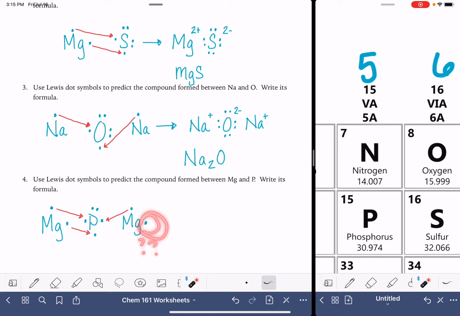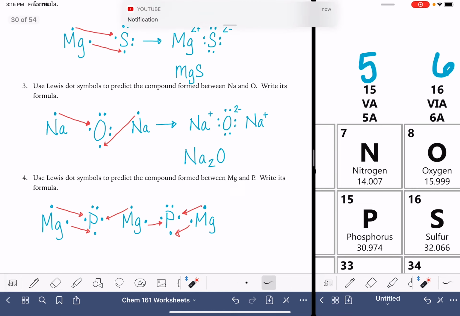But now we have this situation where we have a magnesium that needs to get rid of another electron. That's fine. We could bring in another phosphorus atom. We can bring in as many atoms as we need. So now this magnesium can transfer one of its electrons to the second phosphorus. Now the phosphorus, again, is still a little unhappy. It needs some more electrons, so we'll bring in another magnesium. I'm going to draw my dots in different spots this time. And now, finally, we've got all of the atoms happy.